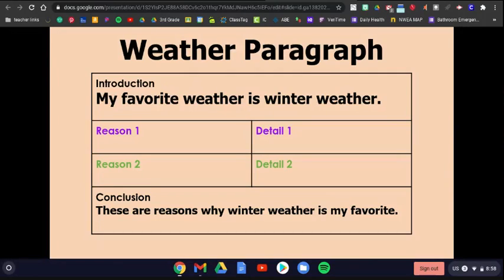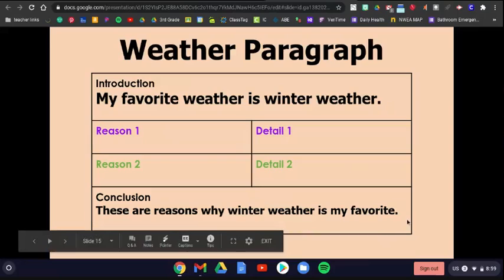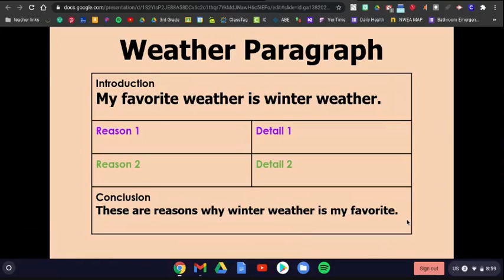Emily's a good writer. So if I'm going to write about my favorite weather, my introduction sentence would sound something like, my favorite weather is winter weather. And then I might jump down to my conclusion because I use the same words again. It's like when I restate the question. So my conclusion sentence would say something like, these are the reasons why winter weather is my favorite.